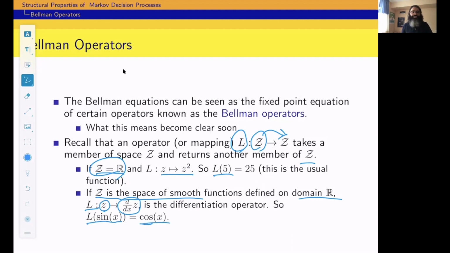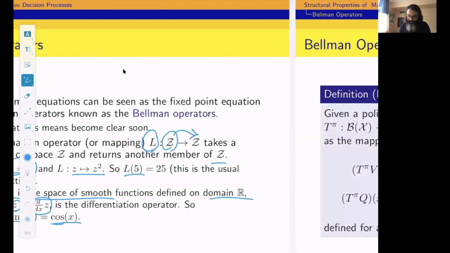The reason I'm talking about operators instead of functions, I mean, I probably could call them functions, is mostly because operators can operate on more general spaces, like here a space of functions. And the Bellman operators that I'm going to talk about are operators that are defined over value functions. So they operate on functions.